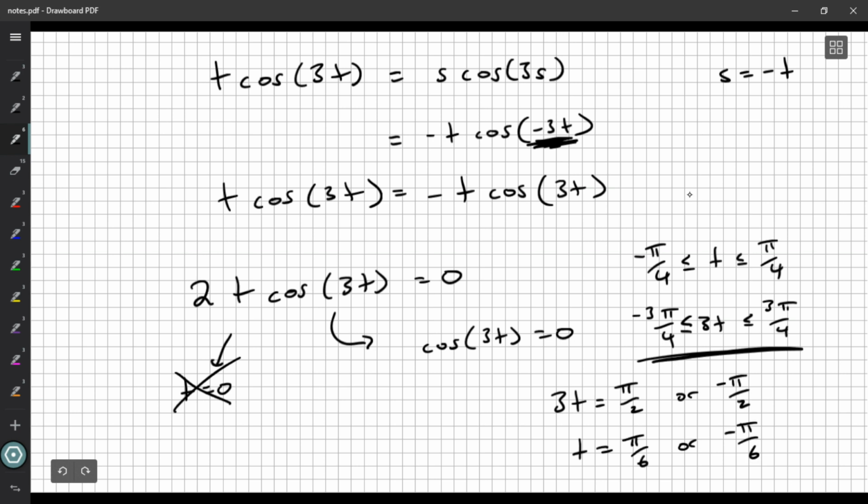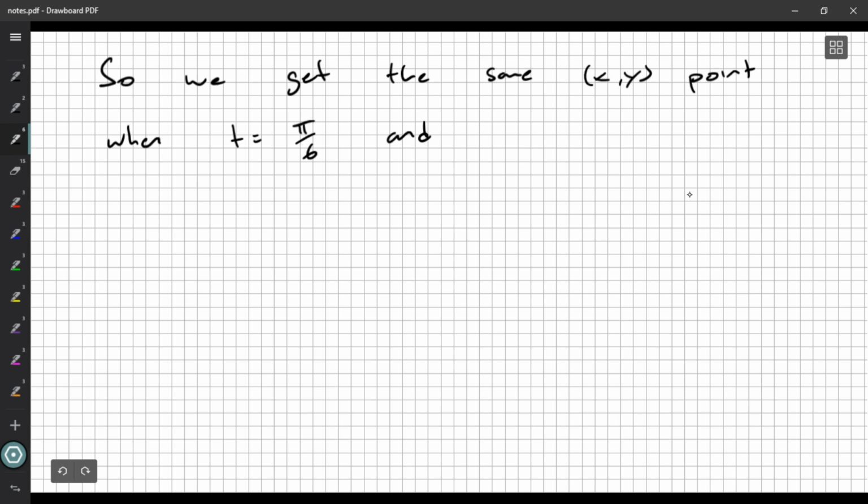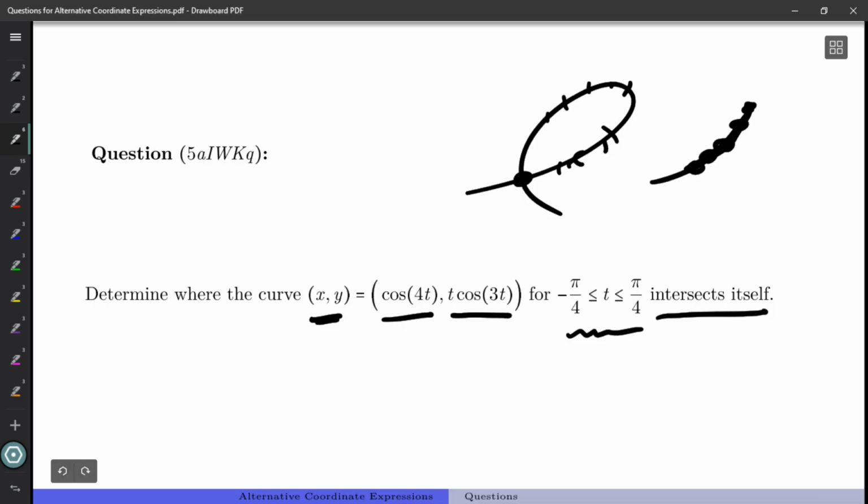If t is pi by 6, then s would be negative pi by 6. If t is negative pi by 6, s would have to be pi by 6. So we get the same xy point when t is pi by 6 and our other parameter is negative pi by 6. Those two will yield the same point. But they didn't just ask what parameter values the curve intersects itself at. They said where. So we should work out this point.